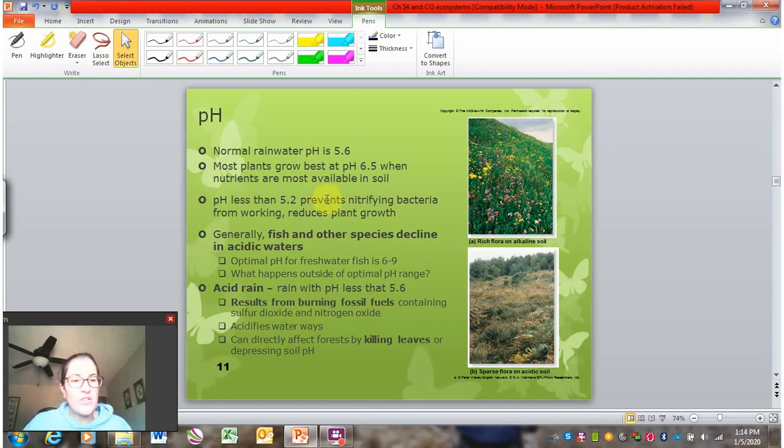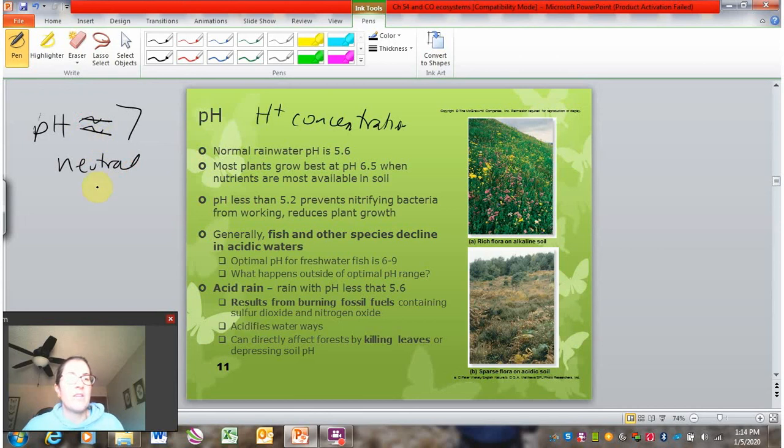Last physical feature that we'll talk about is pH. pH, remember, is a read of H+ concentration. pH 7 is neutral, and that's approximately what pure water is.